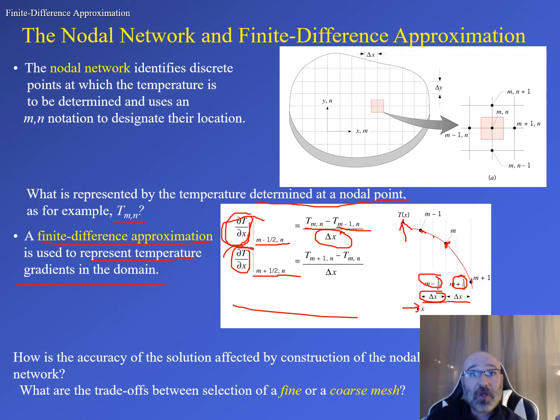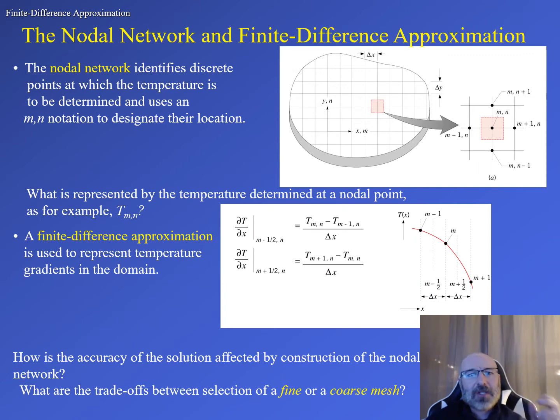So we can say our partial of temperature with respect to x at m plus 1/2 comma n is equal to our temperature at m plus 1 comma n minus our temperature at m comma n, and this is all going to be divided by our delta x term. So this is how we can use this relationship to find the temperature gradients in our domain.